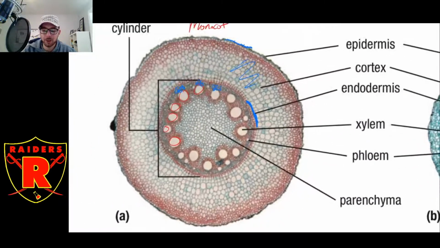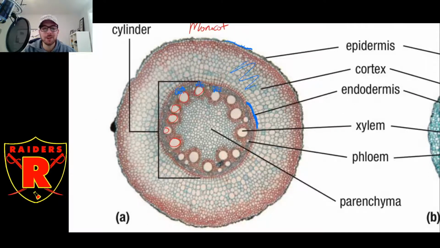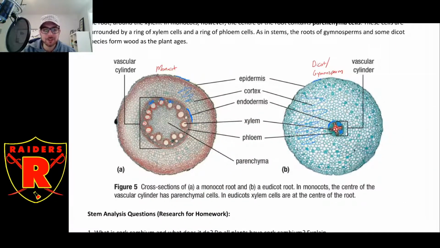But if you see a ring of vascular tissue around a cortex in the middle, or parenchymal tissue in the middle, you're going to see that is for a monocot. Okay, so that's the basics of the structure of the root and the stem.